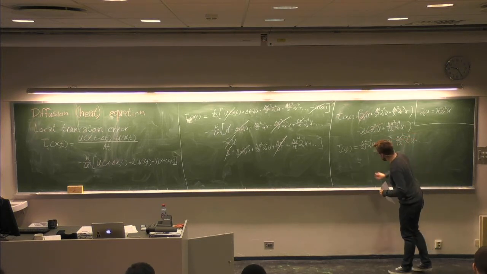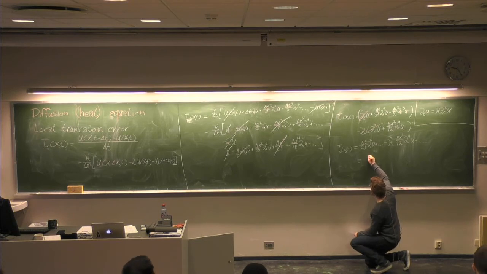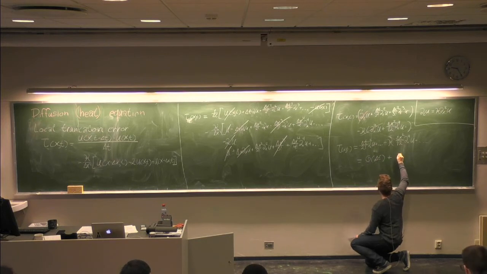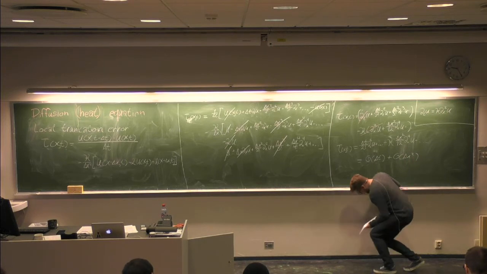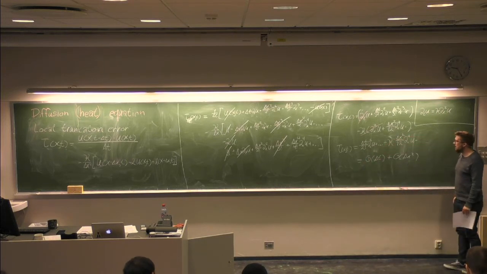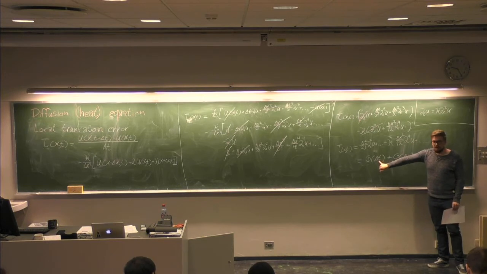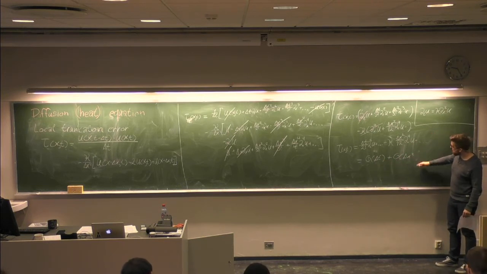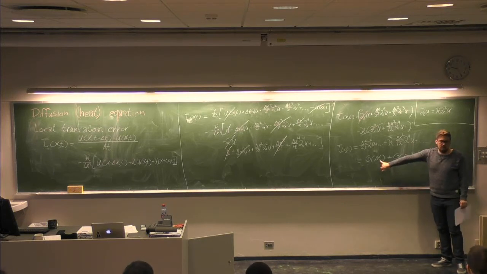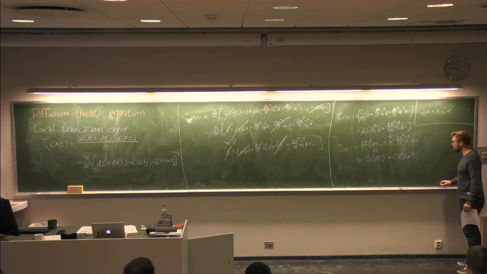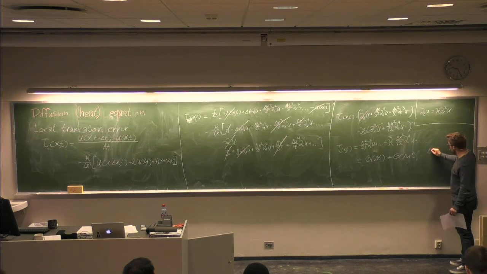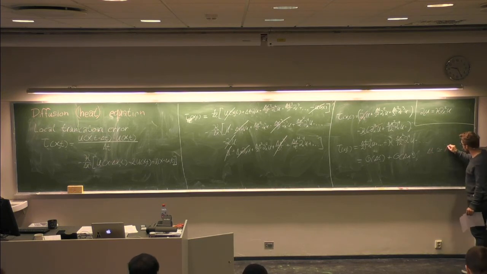So we see this is big O of delta t plus big O of delta x squared. So this explicit scheme is first order in time, second order in space. When you're going to do this, you have to pay extra close attention to your time step. Usually you want your delta t to be in the range of delta x squared.